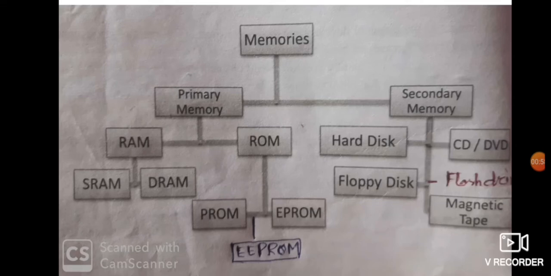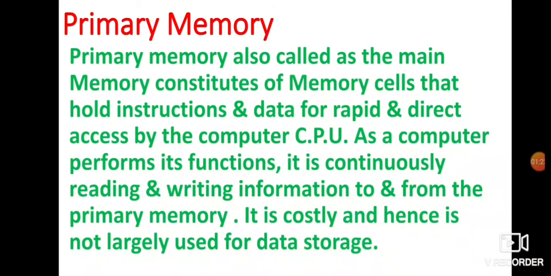RAM is further of two types, SRAM and DRAM. SRAM stands for static RAM and DRAM stands for dynamic RAM. And ROM is of three types: PROM, programmable read only memory; EPROM, that is erasable programmable read only memory; and EEPROM, that is electrically erasable programmable read only memory. Now let us start first with primary memory.